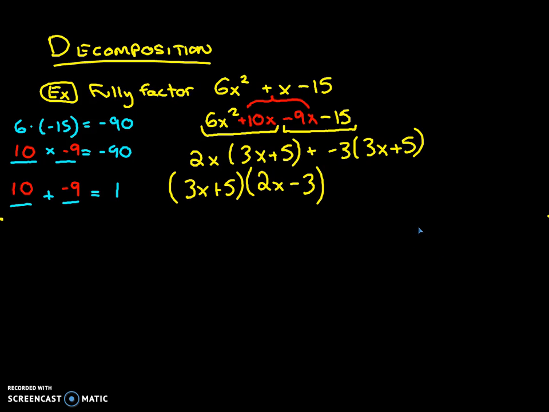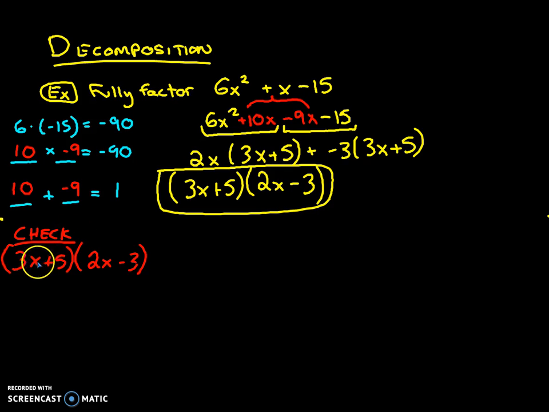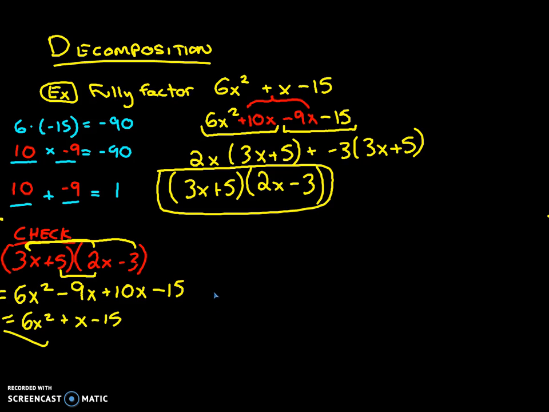That's it, guys. That's questions done. Decomposition. Now we could quickly check. We can multiply this through using distributive property. Sorry. So 6x squared minus x plus 10x minus 15 simplifies to 6x squared plus x minus 15, which is what we're looking for.